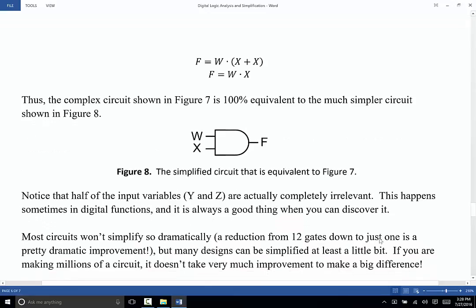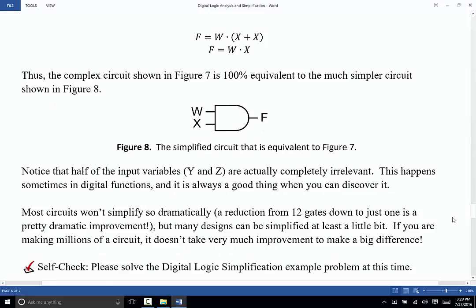Now, most circuits are definitely not going to simplify so dramatically. This one was cooked to make it so that it would reduce quite well down from 12 gates down to just 1. But many designs can be simplified at least a little bit. So if you were to look at a circuit and spend an hour trying to minimize that circuit, and if that could save your employer 1 penny for each chip that's being built, imagine if you're going to make 1 million of those, that's $10,000 that your company just earned from 1 hour of your work. If you can save your company $10,000 for an hour of your work, that's always an hour that was well invested.